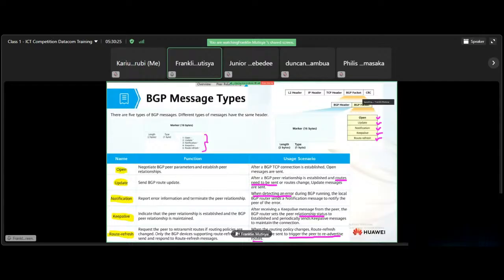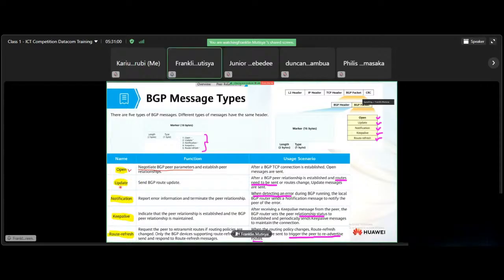So we have the first packet type, and it's the open message. Open messages are used especially to negotiate the parameters of a link, other BGP peer parameters. After the TCP connection is established, open messages are sent. So the open messages are used to exchange the BGP peer parameters.